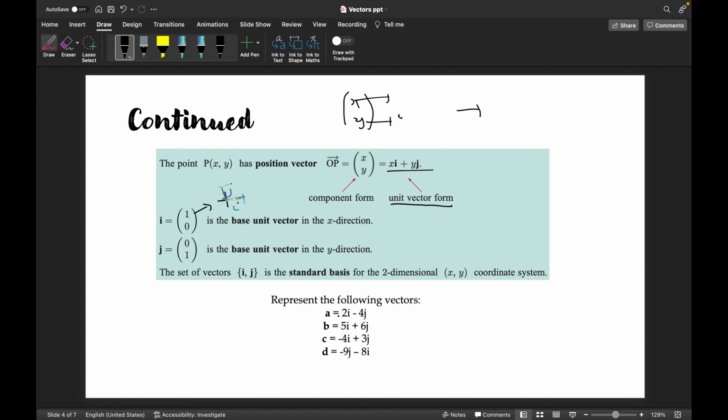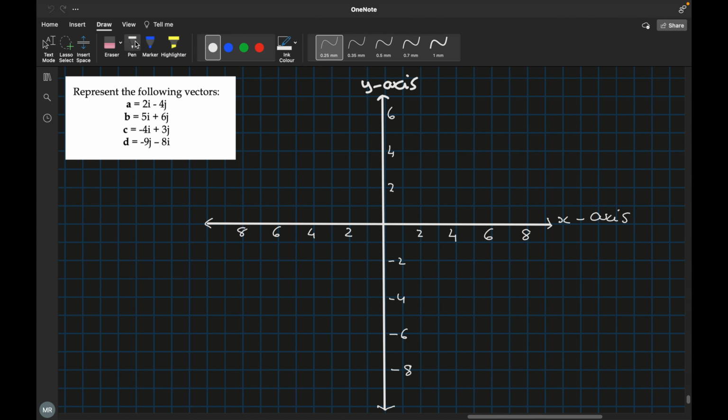Let me give you a few examples. We have to first represent the following vectors. Let's do that. Let's use a different color. For A, we have 2i minus 4j. You know that i moves in the x direction and j moves in the y direction. So we just have to plot 2 comma minus 4. This is 2 comma minus 4. This would be A.